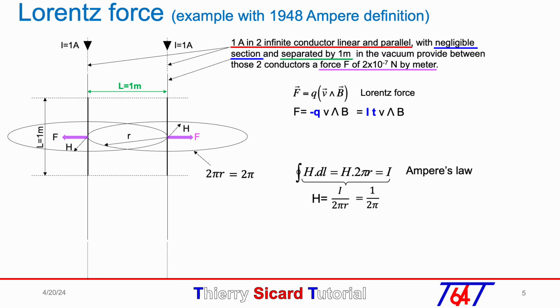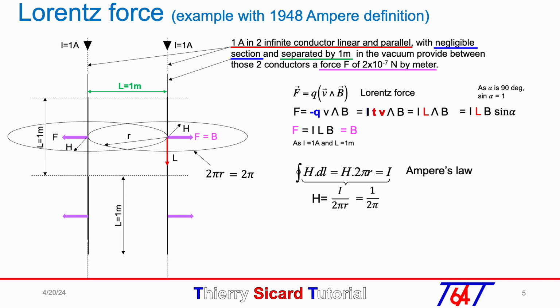Now, time multiplied by a velocity v is equivalent to a length, as v equals meter per second. So, the product t times v can be replaced by a length L. The vectorial product is I L B sine alpha. As alpha equals 90 degrees, the force F equals I L B. As I equals 1 ampere and L equals 1 meter, the force F equals B. So, on each meter of the wire, the force F is applied.